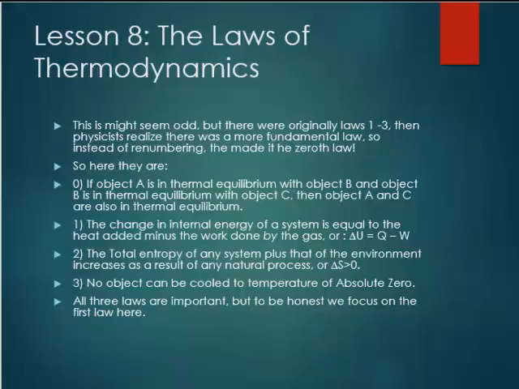And the last one is kind of like a hard rule restriction. It says no object can be cooled to a temperature of absolute 0. The reason for this is, as we talked about last week, temperature is actually a measure of internal energy, and if you could cool an object to absolute 0, you'd be removing all of its internal energy. Again, all the laws are important, but to be honest, we tend to focus on the first law. And that's what we'll see through the next 3 slides here.